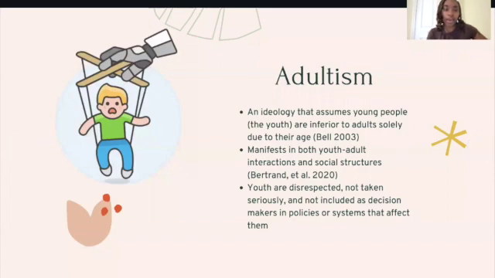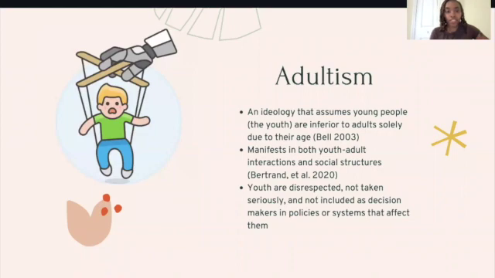Adultism is an ideology that assumes young people are inferior to adults solely due to their age. Many developmental theories support this idea in that they suggest that humans mature solely through age based guidelines. As a result, adults are encouraged to dismiss the ideas and input of the youth. Adultism manifests in both youth adult interactions and in social structures.